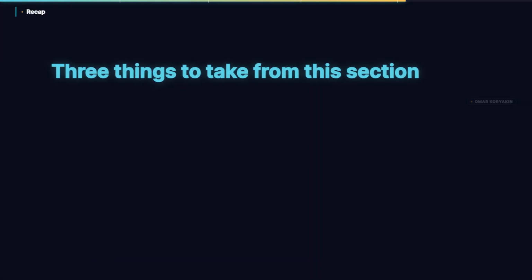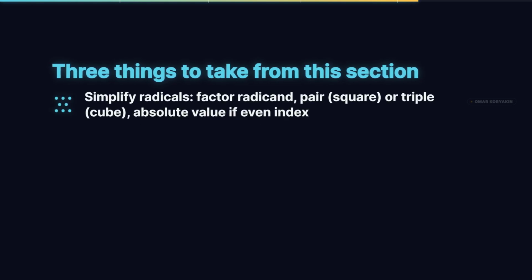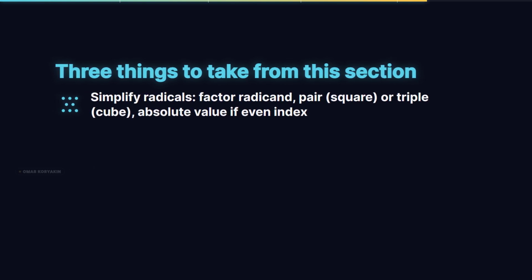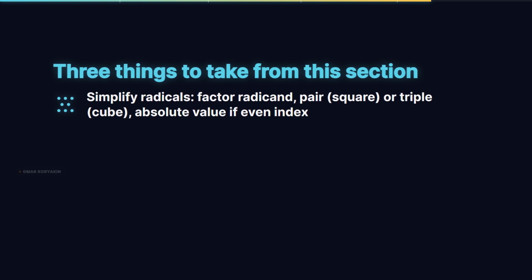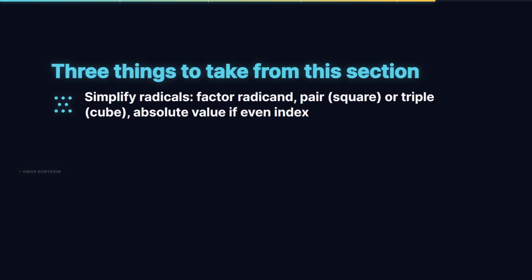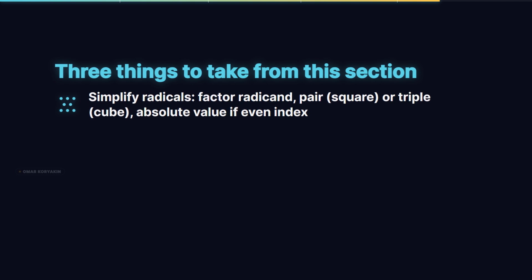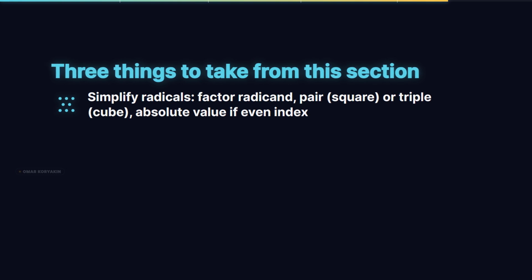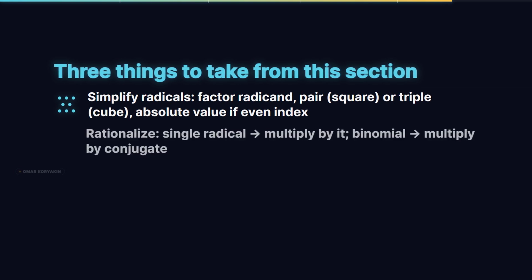3 takeaways from Section 10. They cover the 3 branches of radical algebra you will use repeatedly. Simplifying. Factor the radicand, pull out perfect powers matching the index, and use absolute value when the index is even. Variables follow the same rule as numbers. Every pair under a square root, every triple under a cube root comes out as one factor.